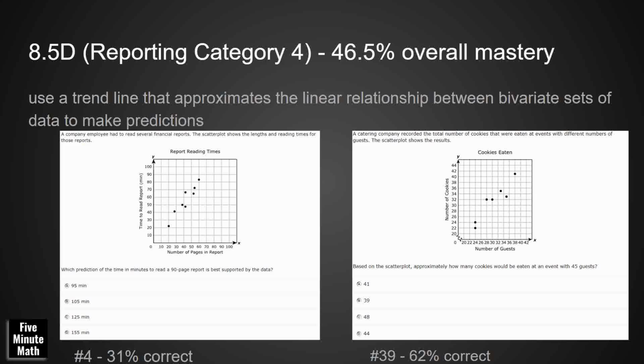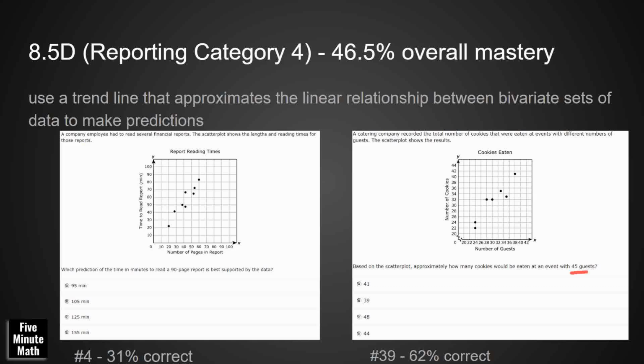So we've got 62%. So obviously, we did a lot better on this one than we did on number 4. And so we have a catering company here. We got a scatter plot. We're looking for 45 guests. So that's going to be just a little bit beyond the graph. So if we're counting by twos, the end that's unlabeled is 44. So that 45 is just going to be a hair past that.